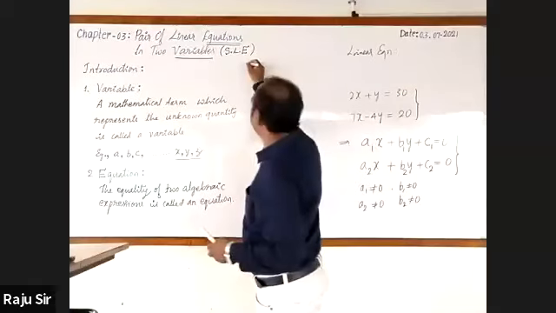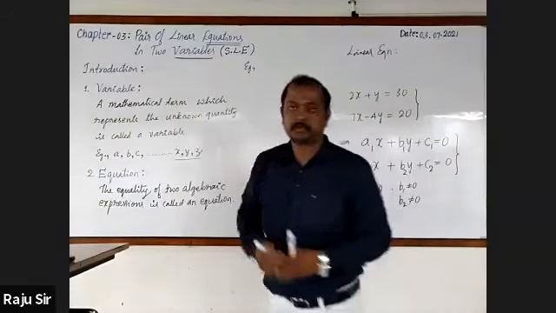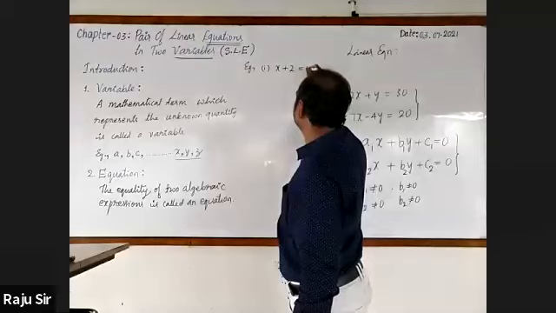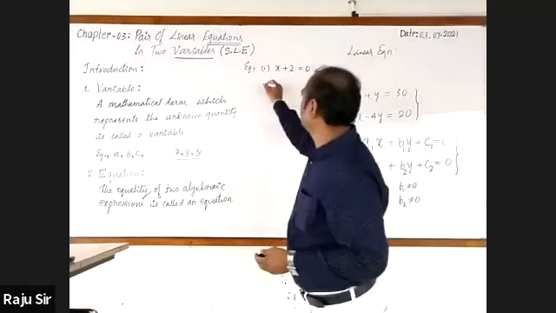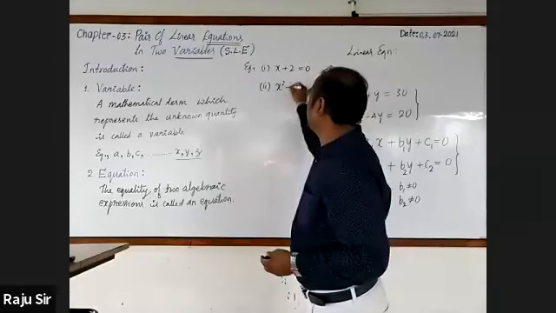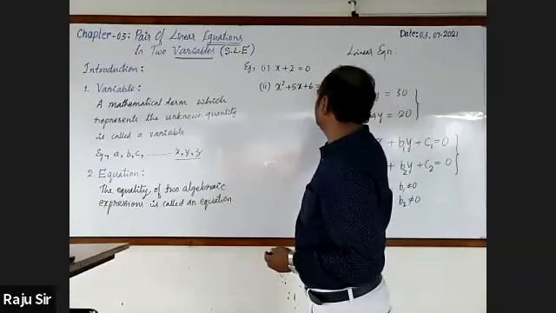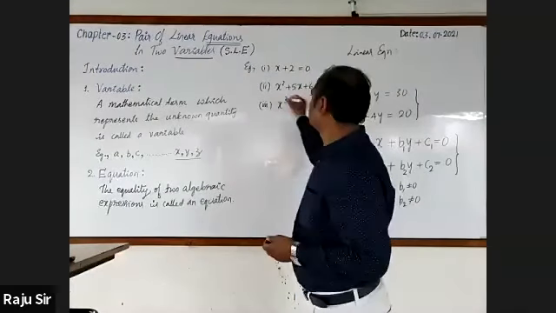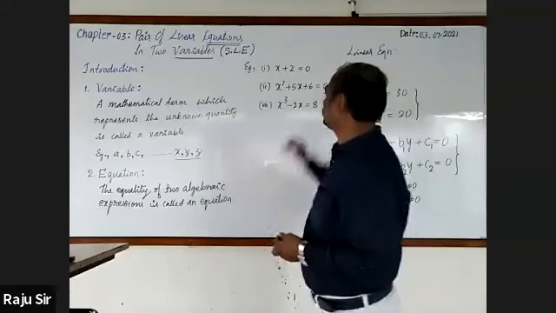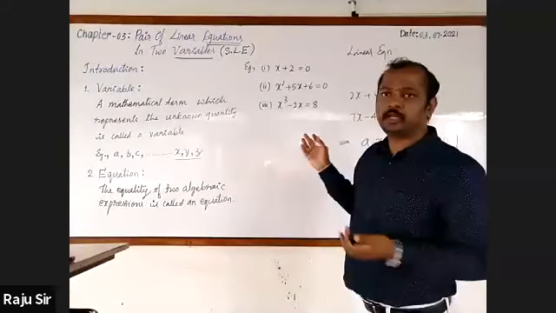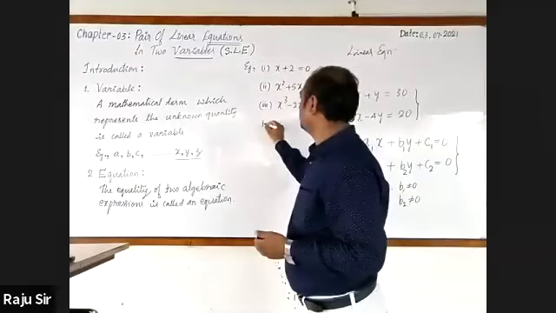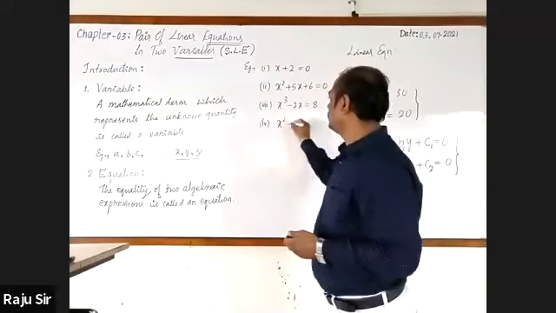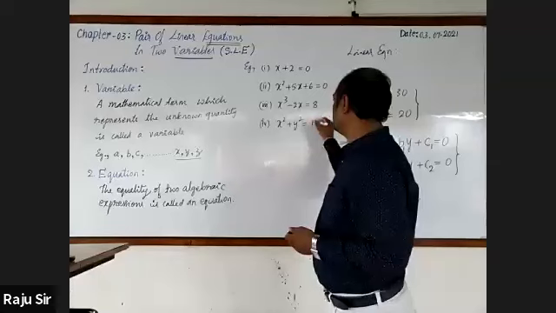You may give some examples for equations. Here on the right, the first one is x plus 2 is equal to 0. Second one is x square plus 5x plus 6 equal to 0. Third one is x cubed minus 2x is equal to 8. Here I have been using only one variable. Now I'll take the two-variable equations as well. It is x square plus y square equal to 100.